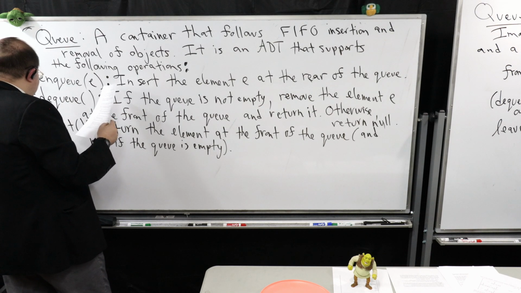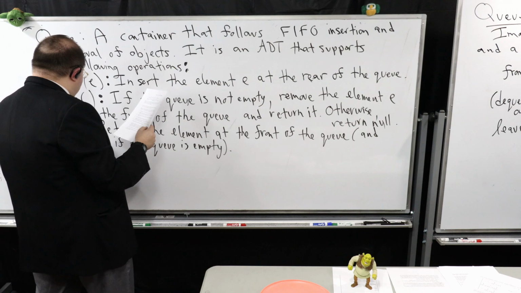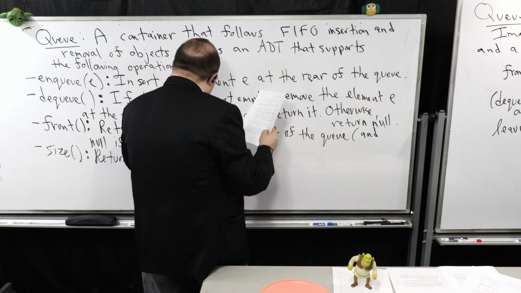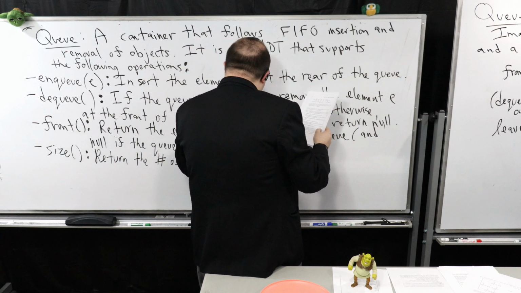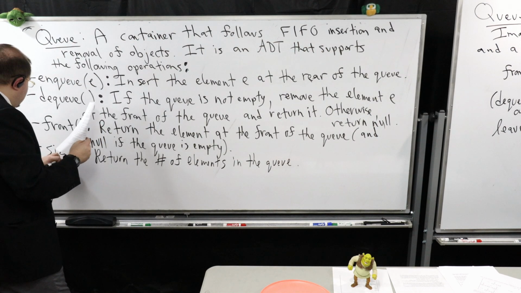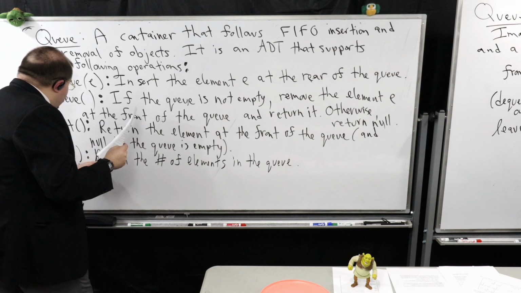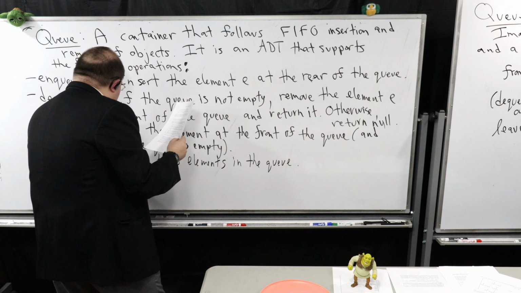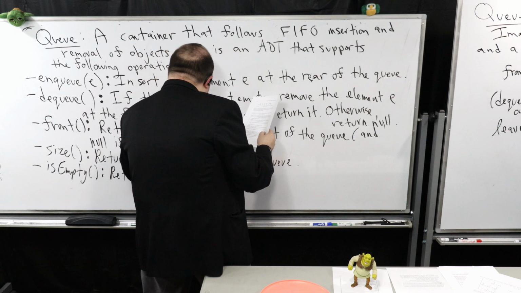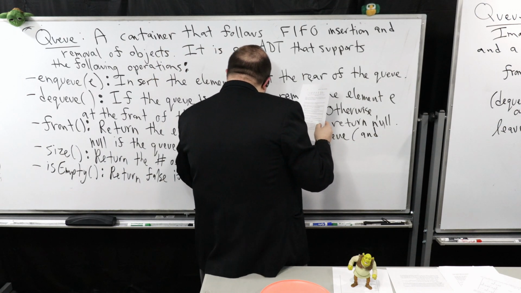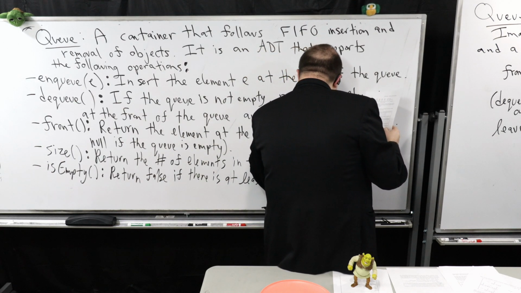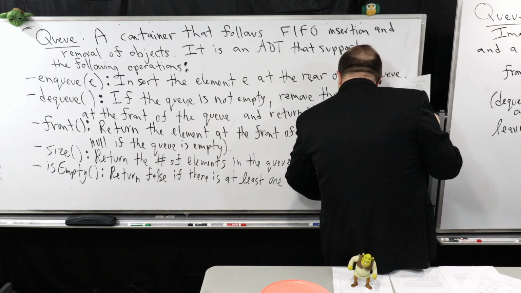So we have size. This is just like the way we defined it for a stack. Return the number of elements in the queue. And of course, we have isEmpty. We're going to return false if there is at least one element in the queue.